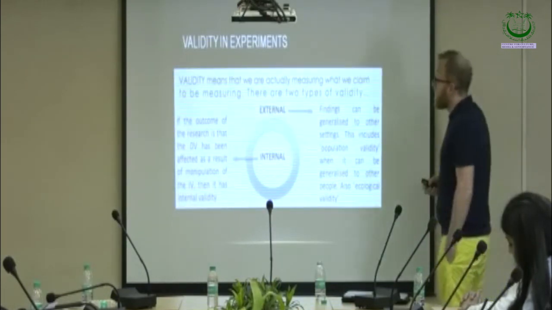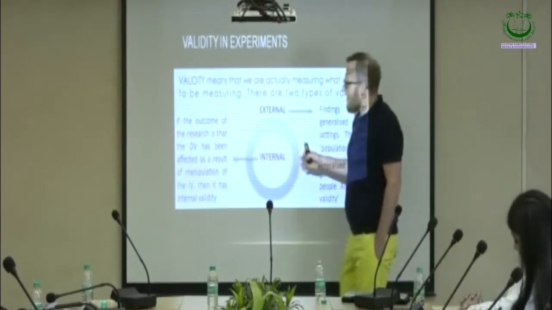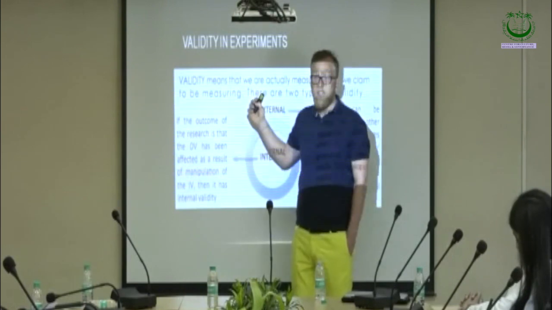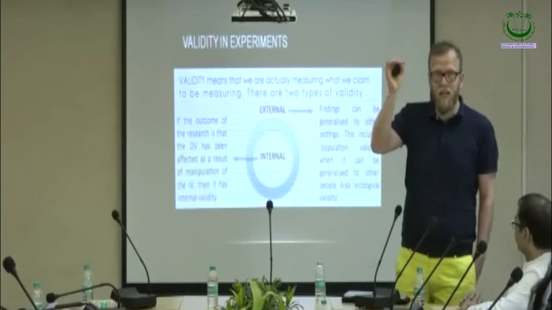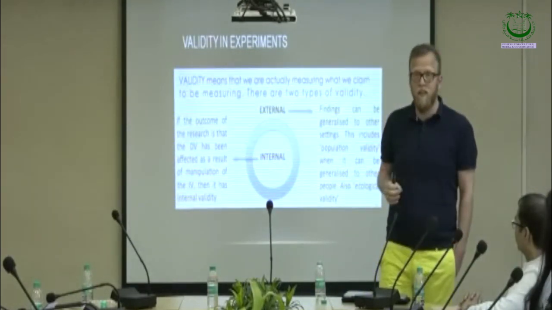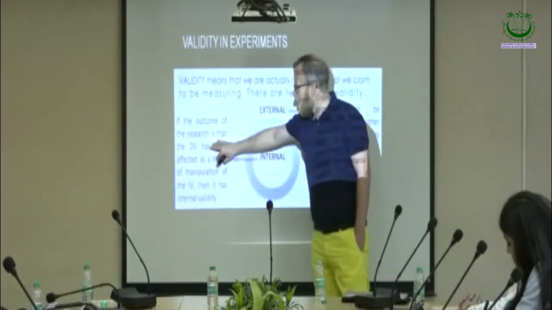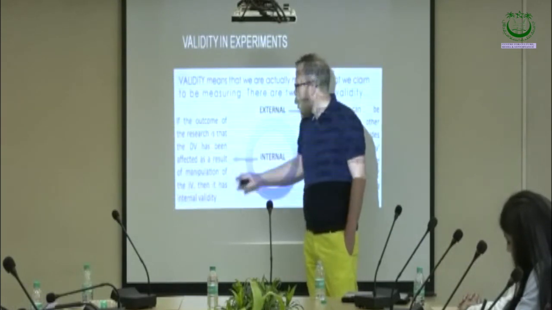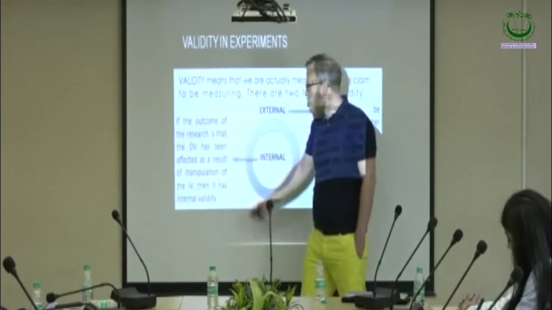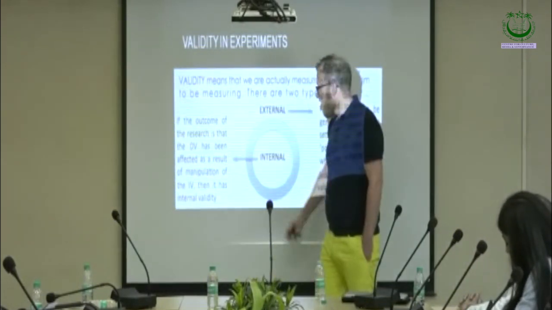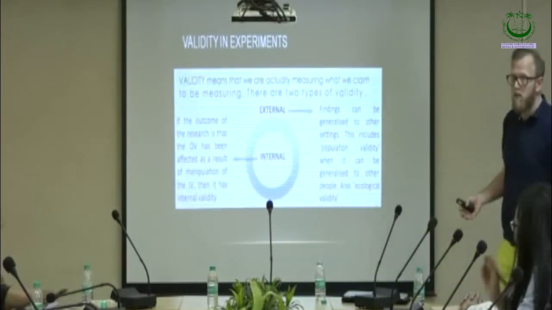The great thing about experiments is, and we'll come back to the first slide really, is that experiments have a very high internal validity. We can be very sure that the stimulus, the thing that we're manipulating, is the cause of what we're measuring, what we're interested to look at. The outcome of the research is that the DV, the dependent variable, has been affected as a result of manipulation of the IV, the independent variable. The cause, the effect, the cause. Then it has internal validity. And that internal validity is very strong with experimental research.